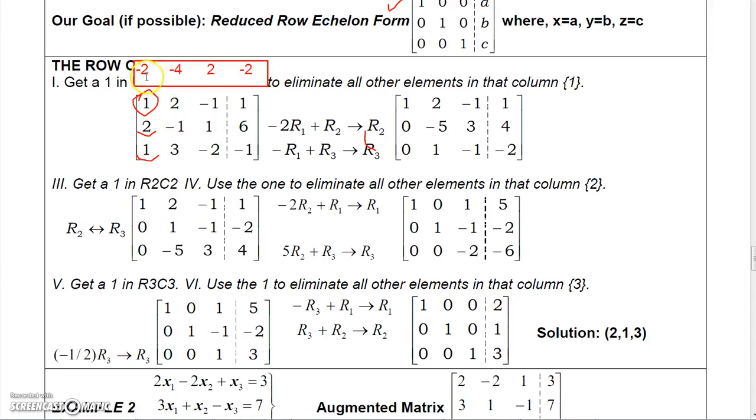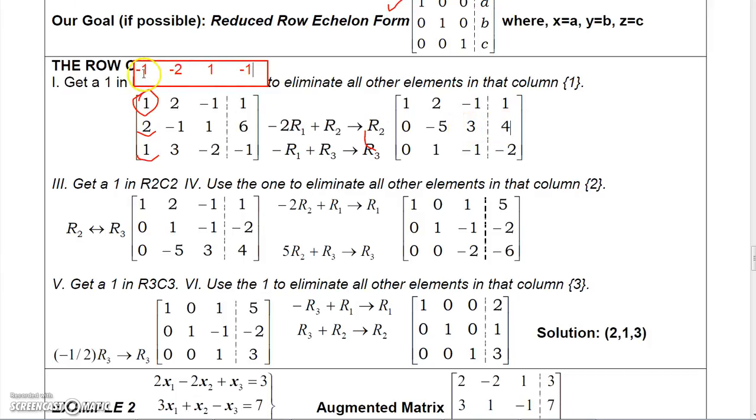If I multiply row 1 by -2, these are the values that I would get, and I'm going to add them to row 2. So -2 plus 2 is 0. -4 plus -1 would be -5, and then 2 plus 1 would be 3. And then finally -2 plus 6 would be 4.